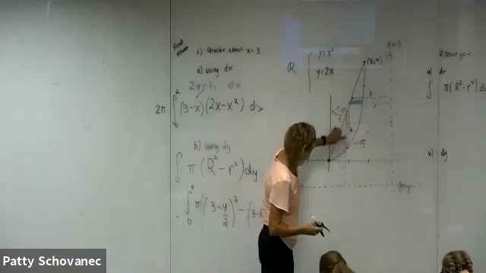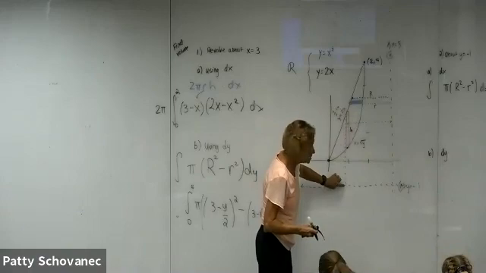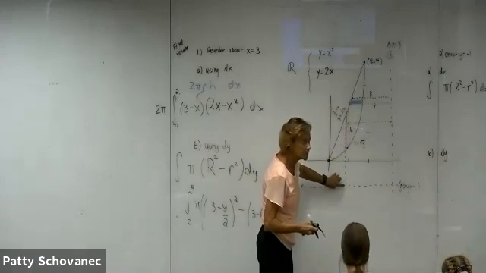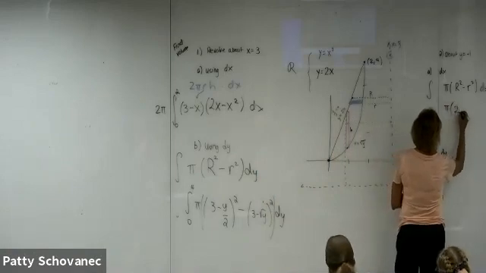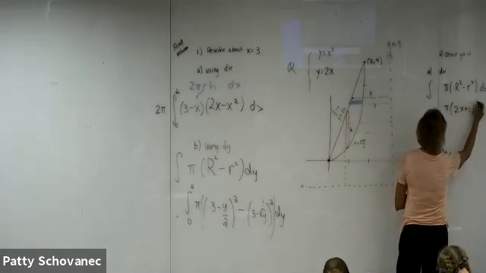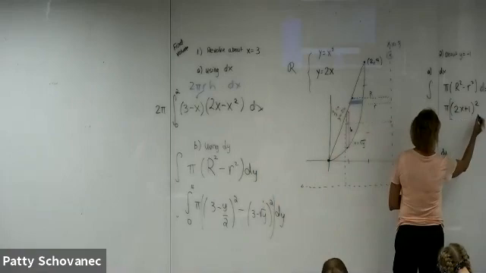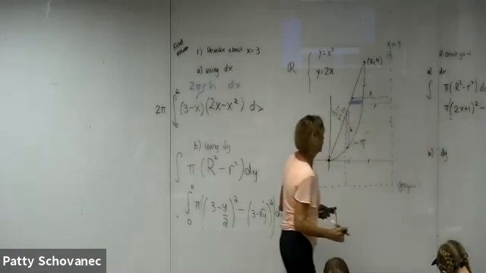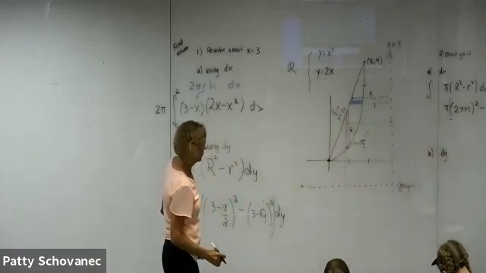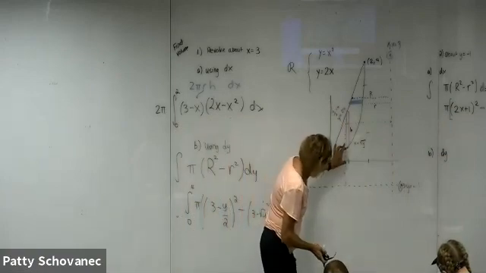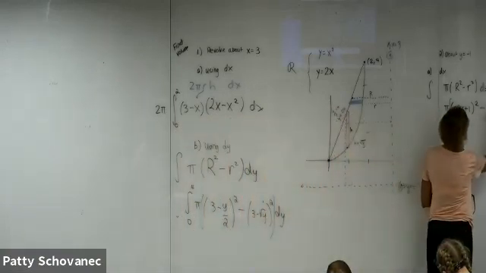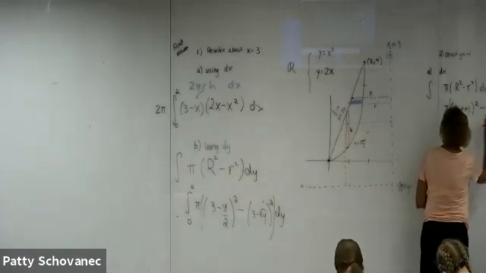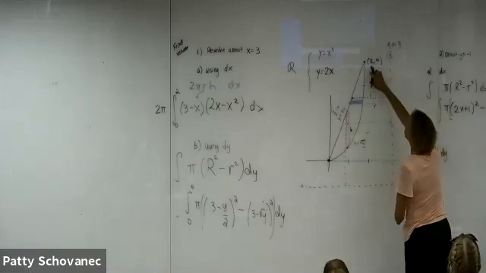Sorry, here to here was 2x. I gotta go 1 unit more. 2x plus 1 is big R. What about little r? X squared plus 1. That's right, parabola plus 1. And again, the numbers that go with the x's are 0 to 2.